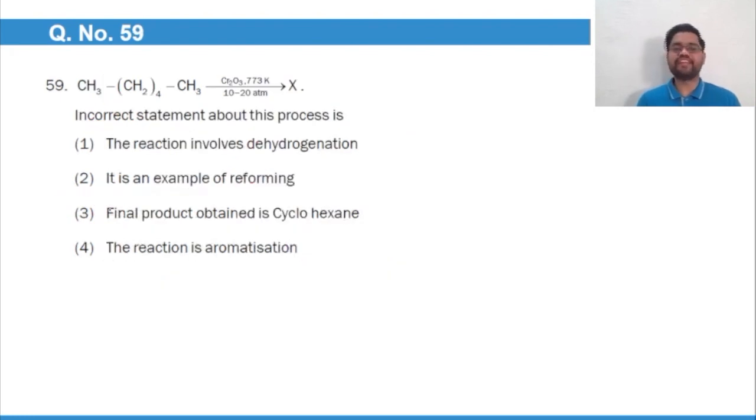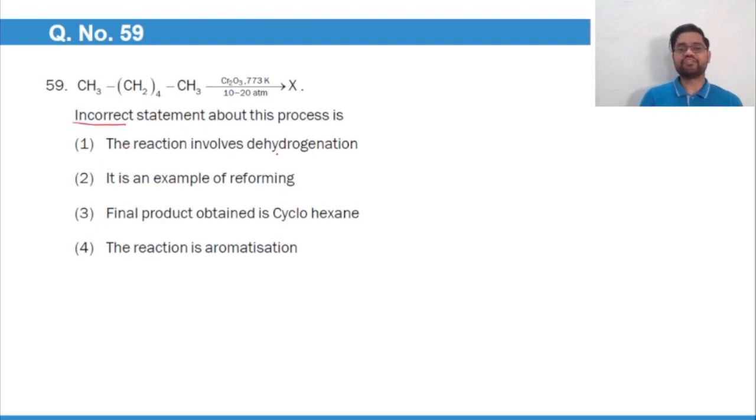59. We have hexane, chromium oxide, 773 Kelvin and 100 to 200 atmospheric pressure. So this is an example of aromatization reaction, which is also known as cyclization reaction, which is also known as dehydrogenation reaction, which is also known as reforming reaction, which is also known as platforming reaction. There are so many names. So the incorrect statement we need to identify.